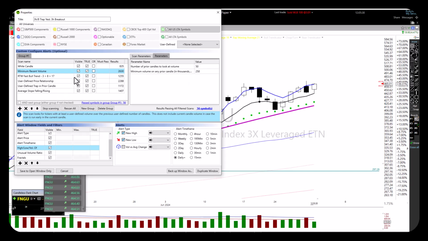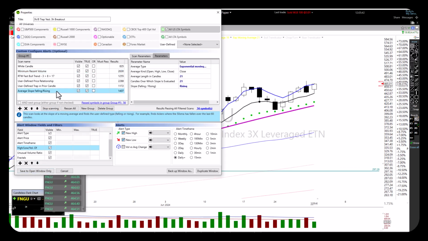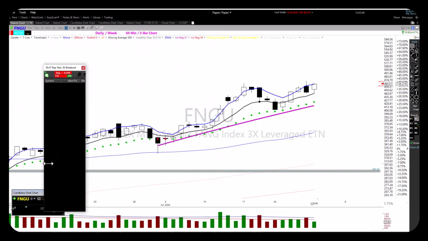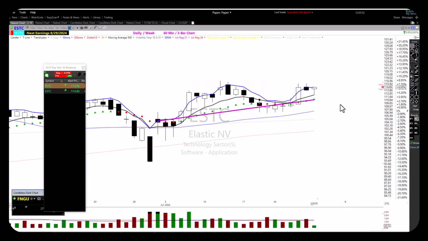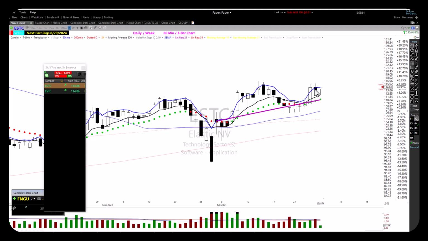Okay. So I'm going to save this real quick. You see what I did with that average slope, same as we did with the other one. And now I'm going to save this real quick. And then there we go. We can start looking at them now. So ESTC, see how we had a 3/8 trap yesterday and we're trying to break out now.